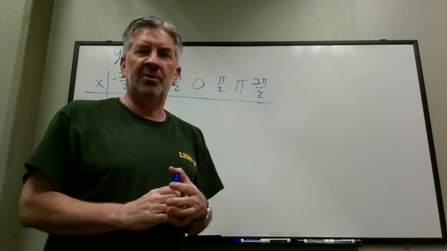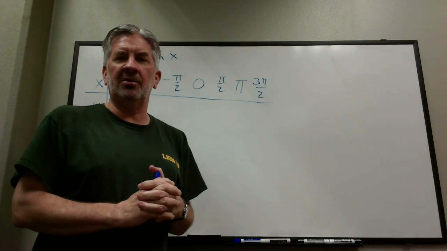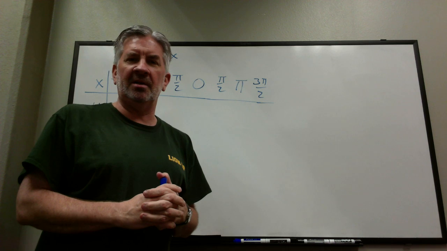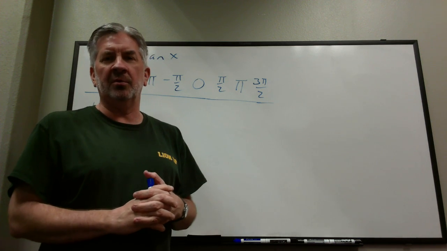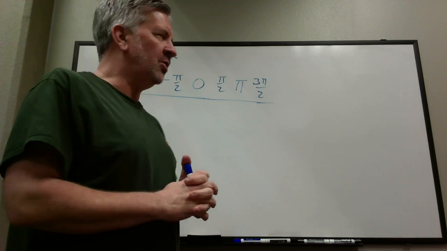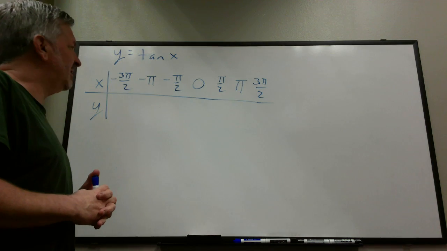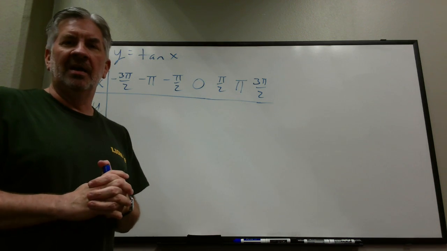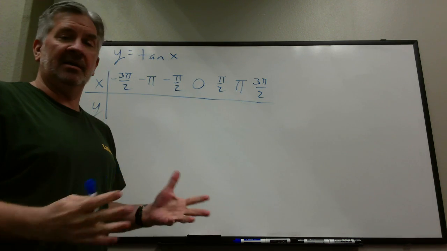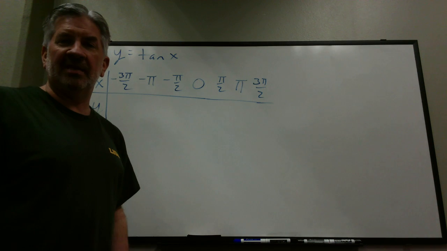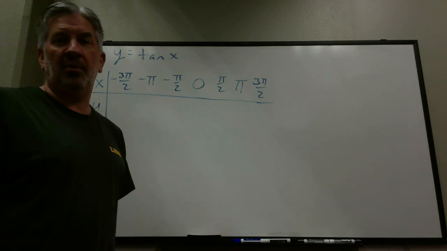Now that we're experts on graphing the sine function and the cosine function, in this section we want to shift and learn how to graph the other four basic trig functions. So first we're going to focus on y equals tangent of x, the graph of tan x. And again, just like with sine and cosine, if you have no idea what the graph of tangent looks like, what do we do? We plot some points.